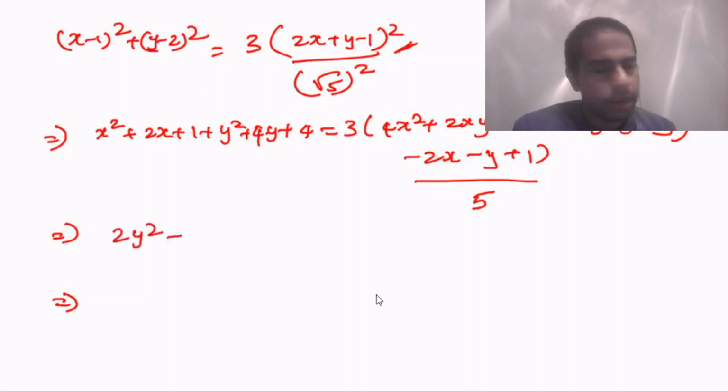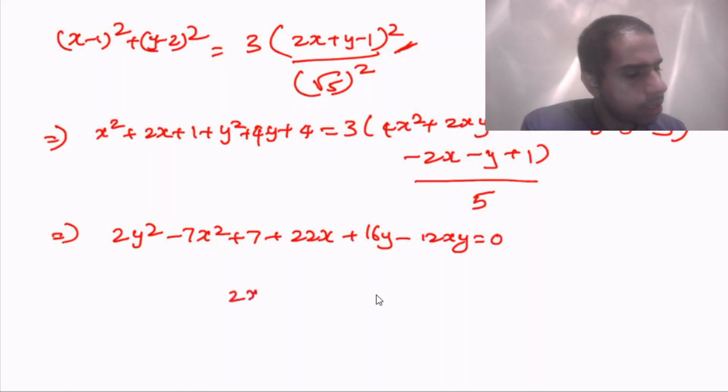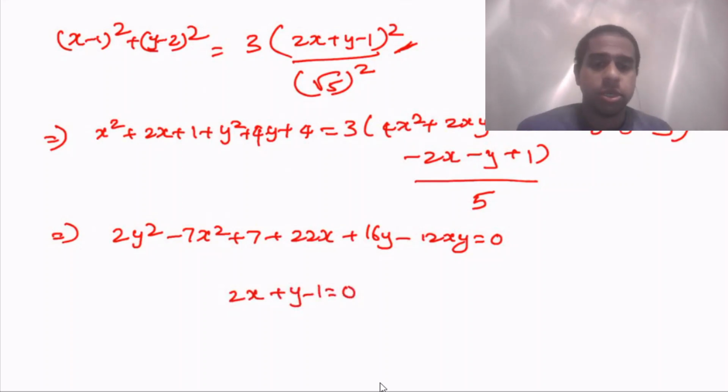2y square minus 7x square plus 7 plus 22x plus 16y minus 12xy is equal to 0. So this is the answer you get as the equation for the hyperbola. And then directrix, you know what equation you are getting, right? Directrix, you get 2x plus y minus 1 equals 0. The directrix equation is given.